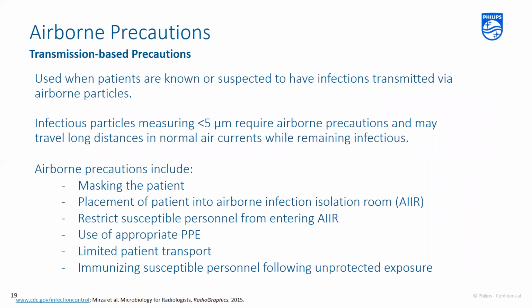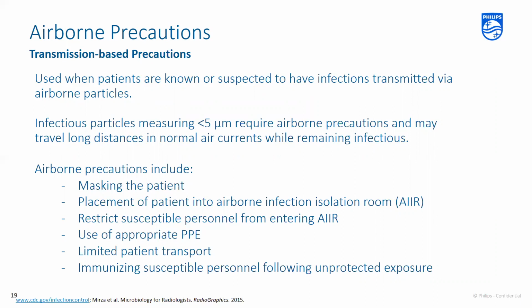The final transmission-based precaution category is airborne precaution. This is used when patients are known or suspected to have infections transmitted via airborne particles. These particles are smaller than the ones protected against through droplet precautions, measuring less than 5 micrometers, and are able to travel long distances in normal air currents while remaining infectious.